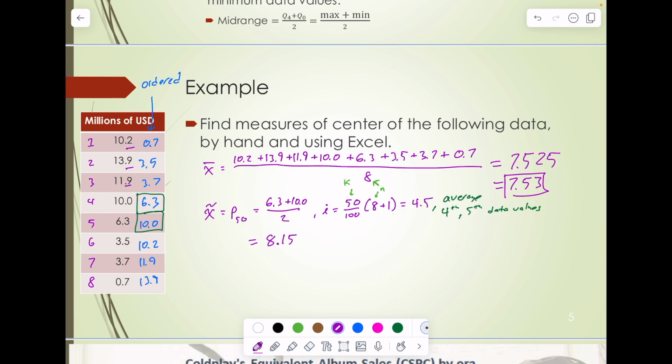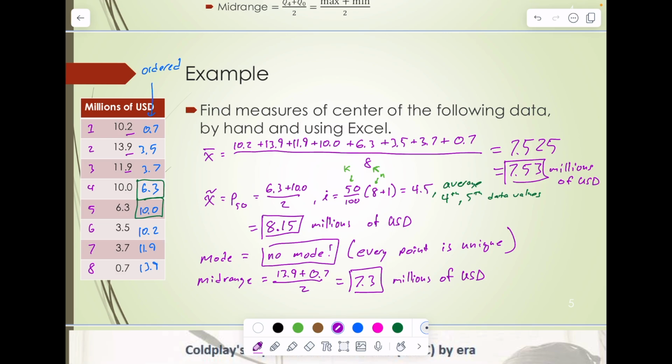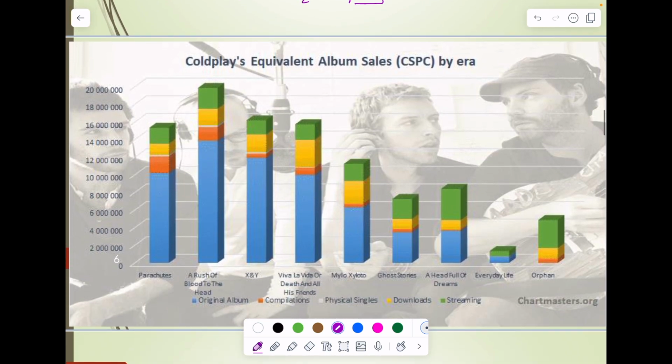Next, I need to find the mode. There is no mode. Every point is unique. Okay, so lastly I need to find the mid-range, and that is going to equal the maximum plus the smallest one, the minimum, over 2. I average the maximum and the minimum, and I get 7.3. So those are all of my measures of center, and the units of each of these is millions of dollars. So there we have it. Now, where did this data come from? Well, this is actually the earnings of the Coldplay albums.